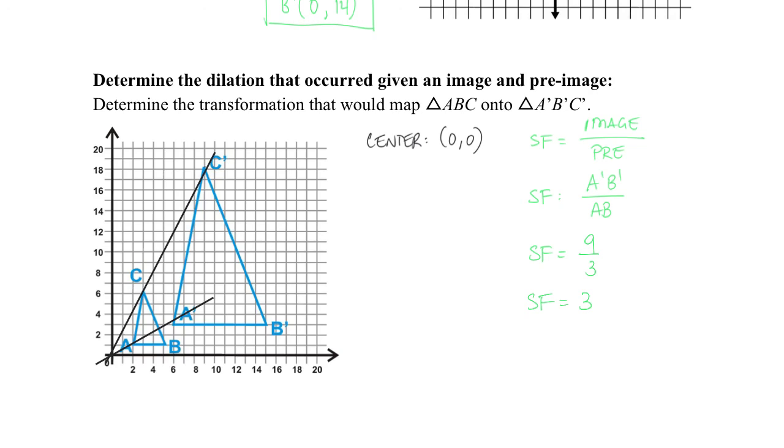So now I can write my dilation. Capital D for dilation, and then my subscript has to be my center and my scale factor. But if the origin is your center, you don't have to write it. You would put the coordinates if it's not the origin. That's the only time you have to give the center.